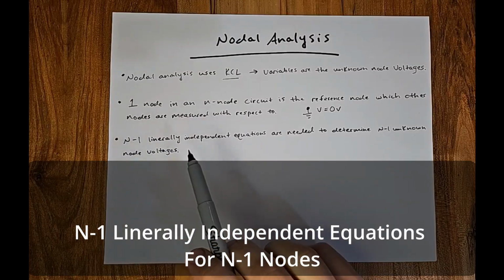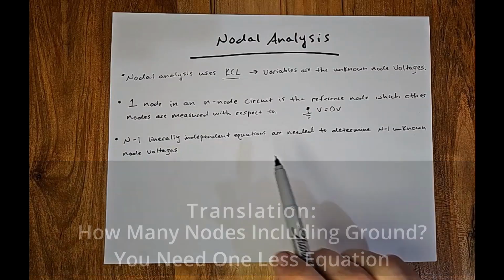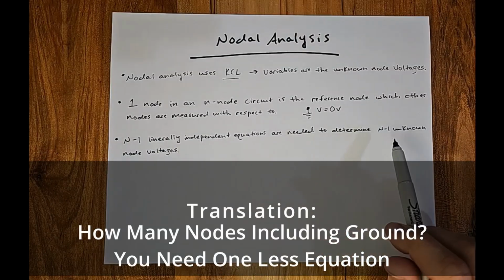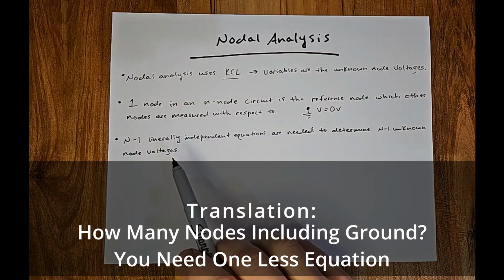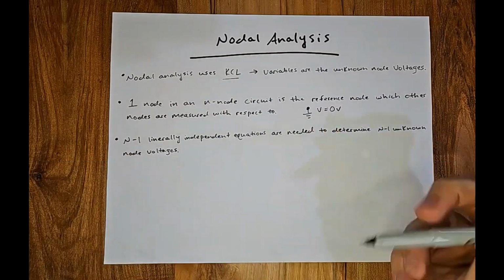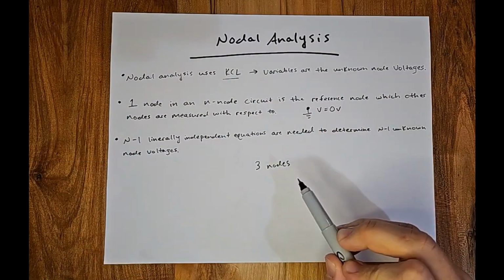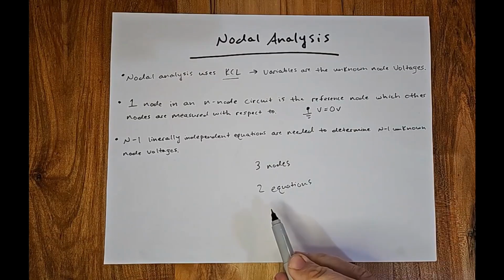Now, n minus 1 linearly independent equations are needed to determine n minus 1 unknown node voltages. What does that mean? Let's say you have 3 nodes. How many independent equations do you need? 2 equations.